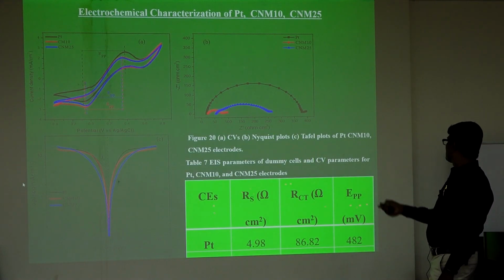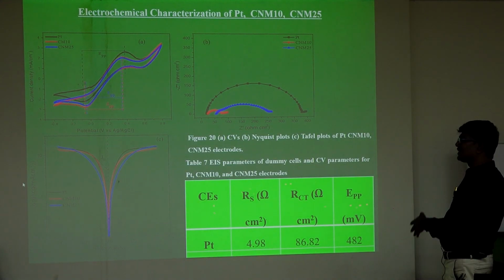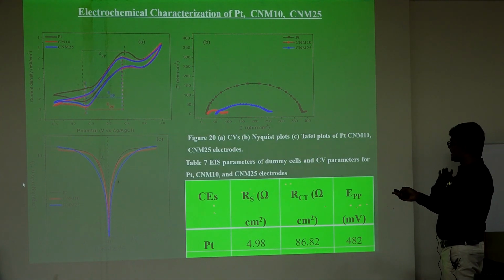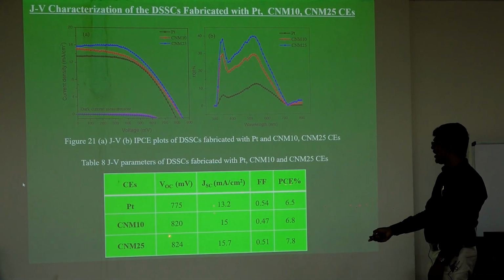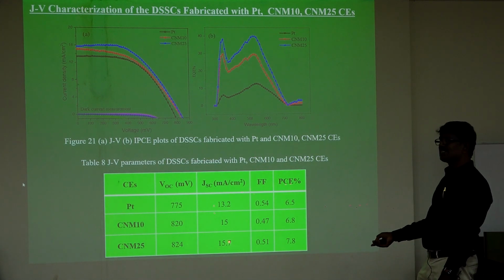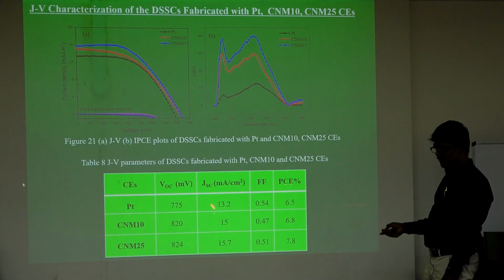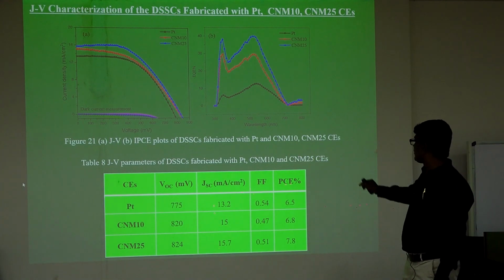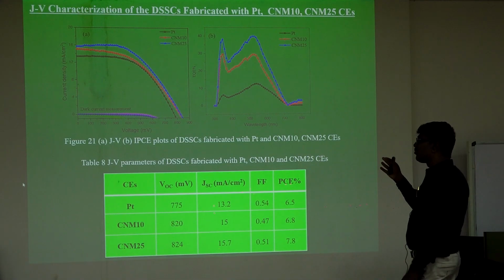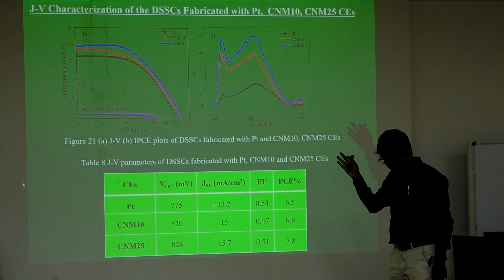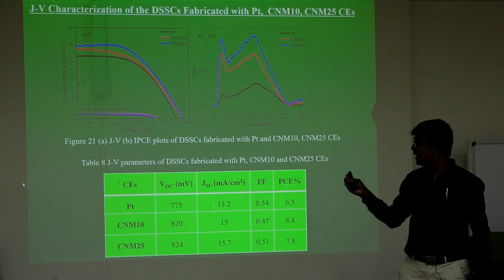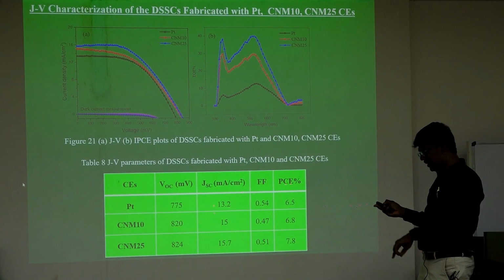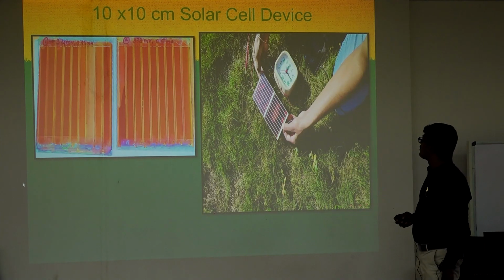Just CV studies, platinum compared to cobalt, it's almost the same. So we can use this compound as a good kinetic material for our applications. We get a voltage of 824 millivolt and a current of 15.7 milliamps, efficiency of 7.8. So we find that replacing platinum with all these materials, we get a good efficiency. That's the advantage of it. We changed all the components of the solar cell, like TiO2, dye, electrolyte and counter electrode, and we get different morphologies. That's the advantage of your system.